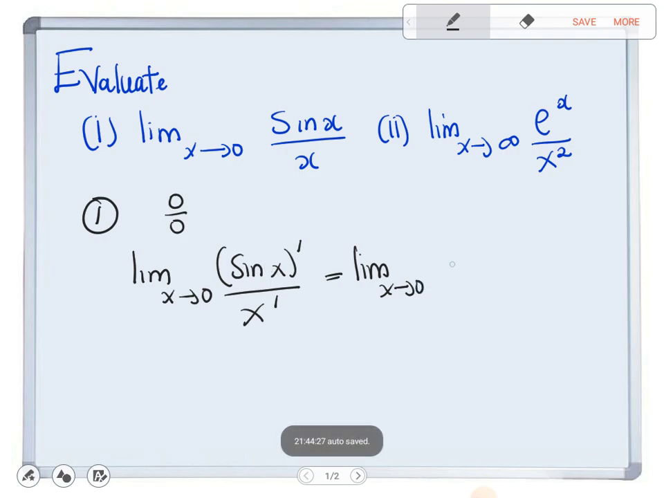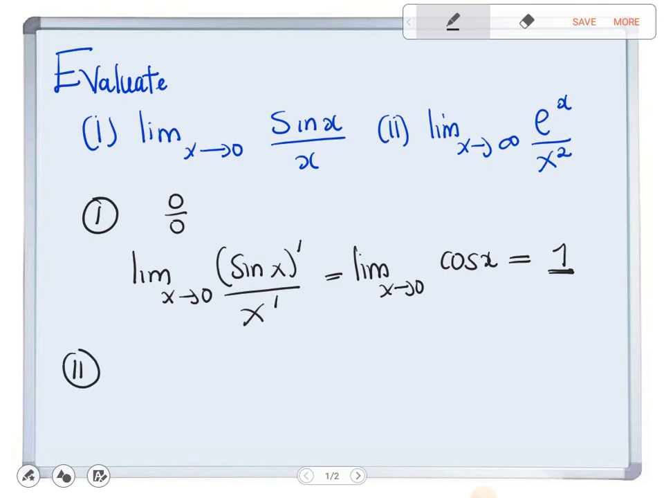What's the derivative of sine x? It's actually cos x. Derivative of x is just 1. Now we replace here. Where there is x, you put 0, and this will give us 1. This is a special identity which you need to know. It's a special limit. So the limit of sine x over x as x approaches 0 is actually equal to 1.